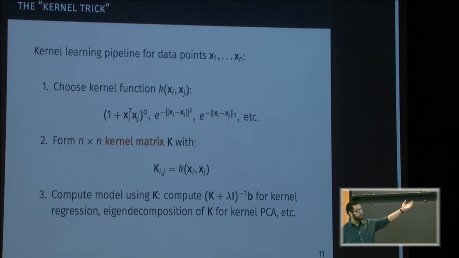We have to pick a kernel function. Then we generally form this n by n kernel matrix, K, and we solve our problem by doing some operation on that kernel matrix. That's sort of the standard paradigm for kernel learning methods.